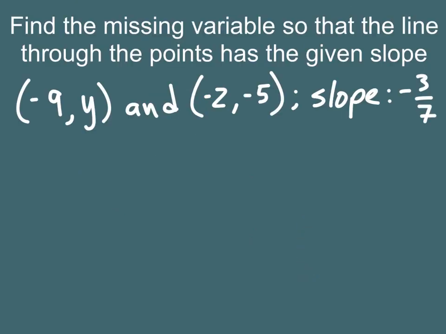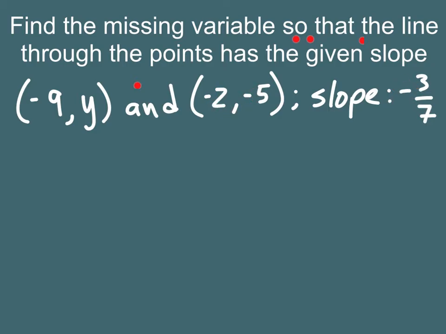On this next example, I want to find the missing variable so that the line through the points has the given slope. We have 2 points here, but I don't know the y value of my first point, so we have to figure out what that is. And then I have my second point, and we have our slope.